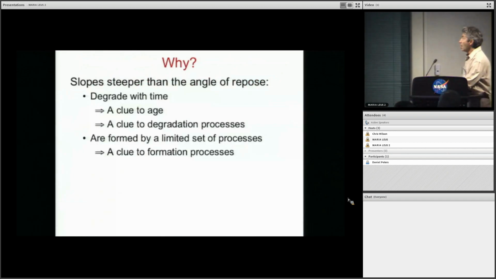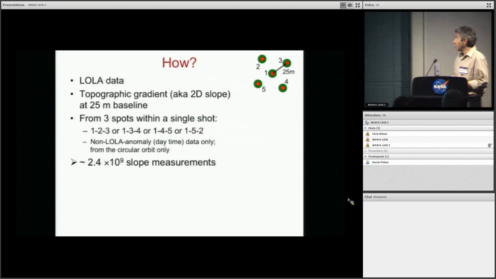Steeper slopes are interesting. They give us some ideas about processes. Not all geological processes can create very steep slopes. Then very steep slopes tend to degrade with time, so we can have some clues about time. I will show you how this works in first steps, and we can continue after that.